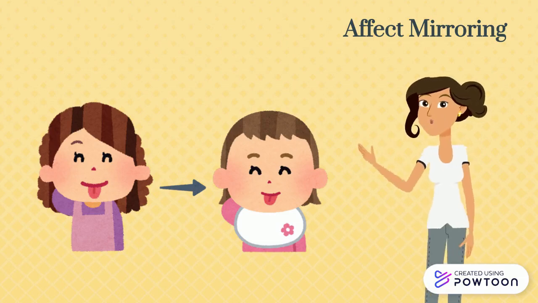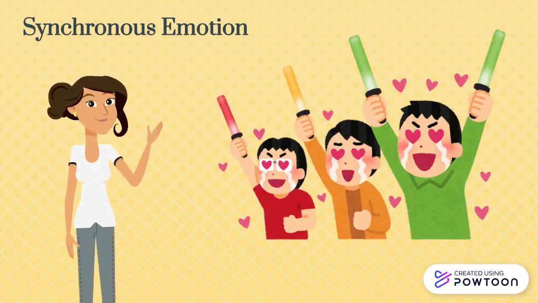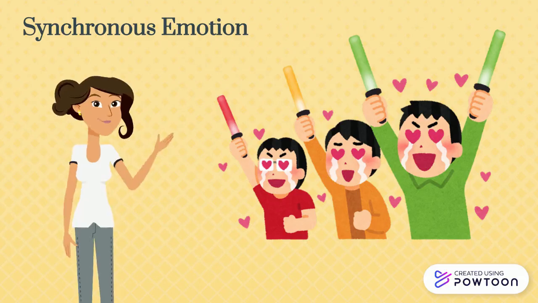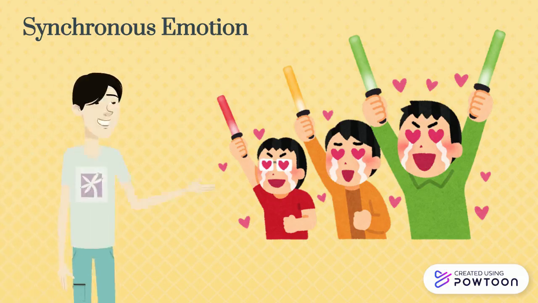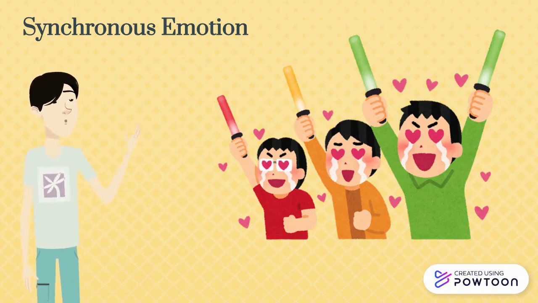And secondly, there is the process of synchronous emotion. This is when two or more people experience the same emotional response to an event at the same time, such as when we notice those around us reacting the same way we do to a loss in a football game. Together, these two processes help us form associations between the emotion we observe in another and the emotion we feel ourselves. This then allows us to develop empathy.